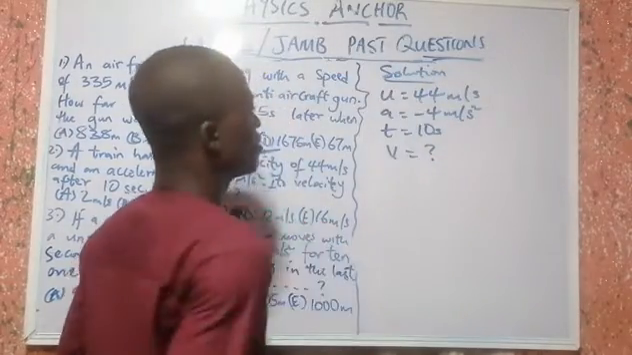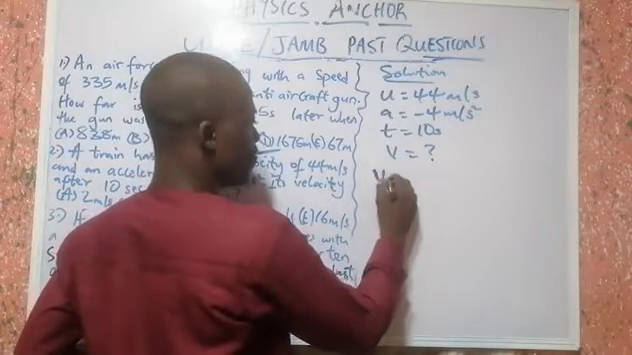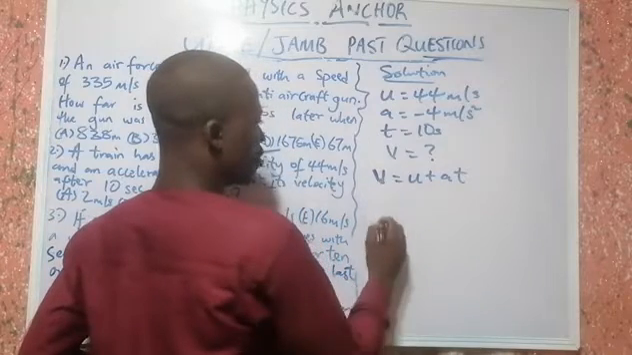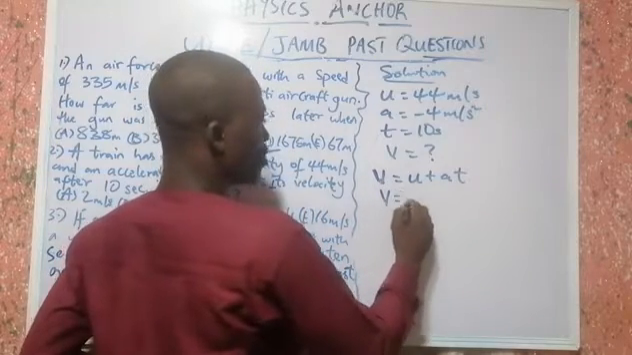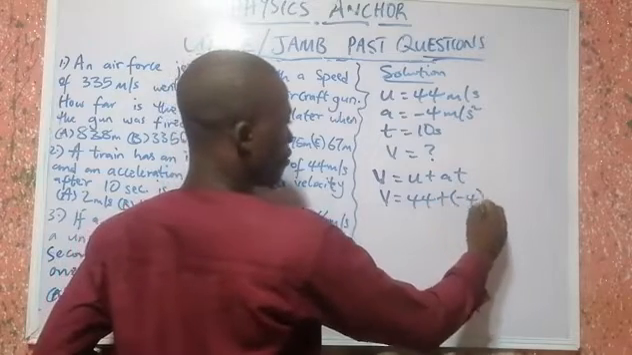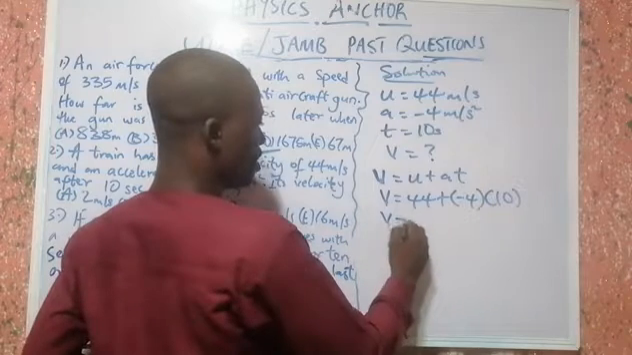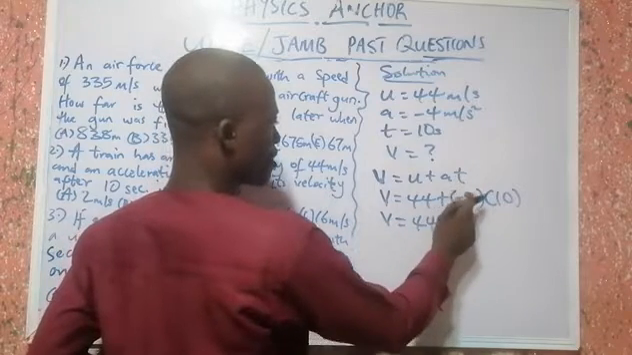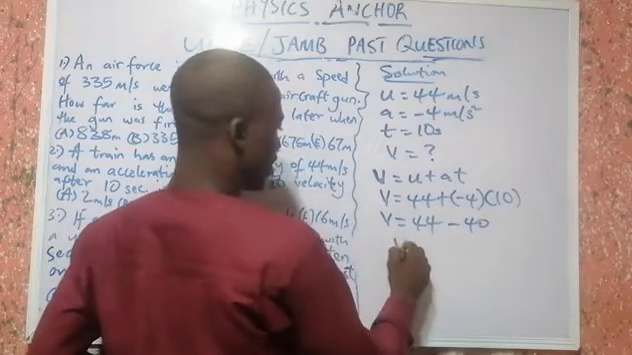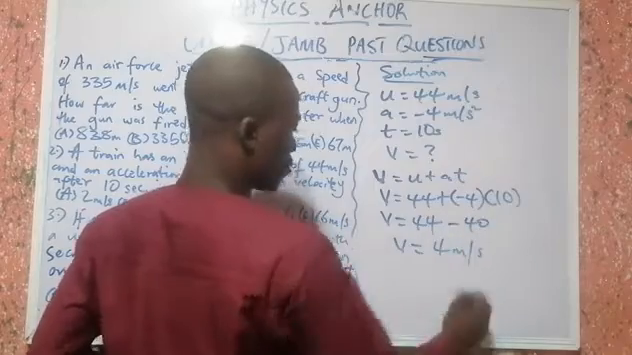So we can see that we have UATV. The formula we'll use is V equals U plus AT. So let's put in all the parameters. V is unknown, U is 44, our acceleration is minus 4, and our time is 10. So V equals 44 plus, times minus will give us minus, 4 times 10 will give us 40, and our V will be equal to 4 meters per second.